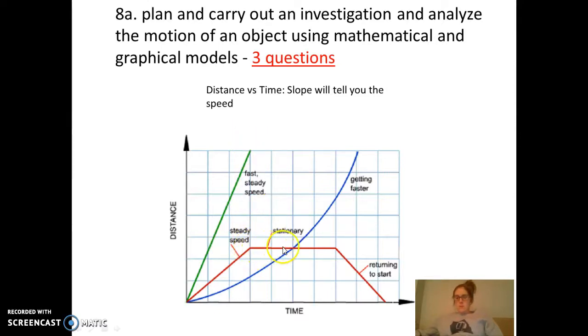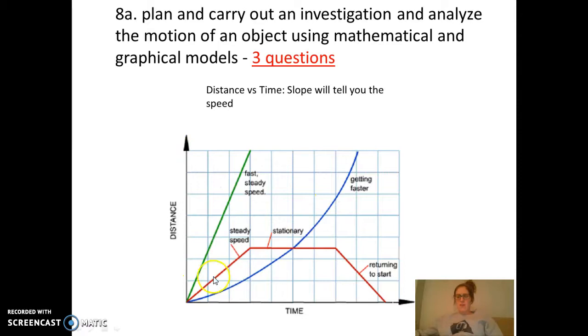If your slope is 0, like in this region right here, that means that your distance isn't changing. Well, if your distance is not changing, then that means that you're standing still. If you have a negative slope, so your distance is in the negative direction, then that just means you're going back to where you started. Okay? And then if you have a curved line, then that means your rate of change is not constant, which we know means that you are accelerating. In this case, you are going faster, so you have a positive acceleration.